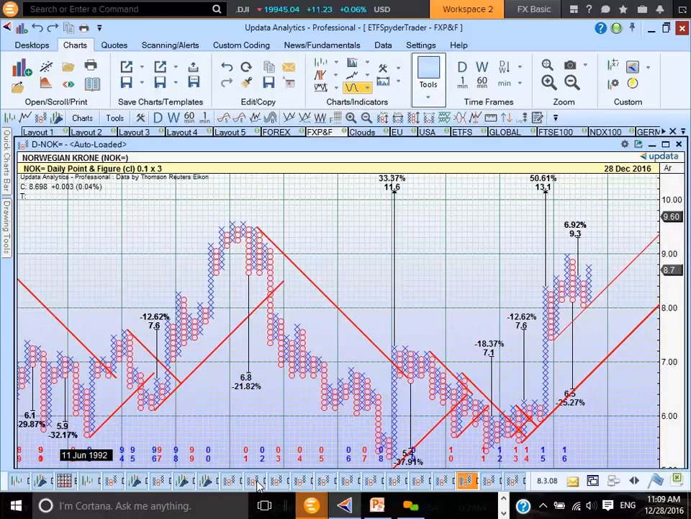Norwegian krona, US dollar, Norwegian krona, also grinding higher. Nice little uptrend in place as confirmed by the point and figure chart trend lines. We rebounded from the bottom end of the trend. We're grinding higher. We've got an activated target of 9.3, so we're about 6.9% away from that target.